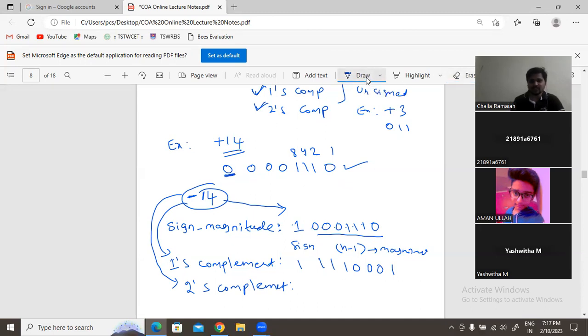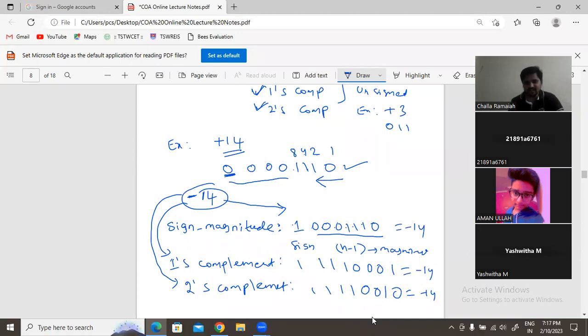Now see here. For this value, up to the first occurrence of 1, the value is the same: 0, 1. Now this 1 becomes 0. Now the 4 zeros become 4 ones, so 1, 1, 1, 1. So this is the 2's complement of 14. That means this is equal to minus 14.